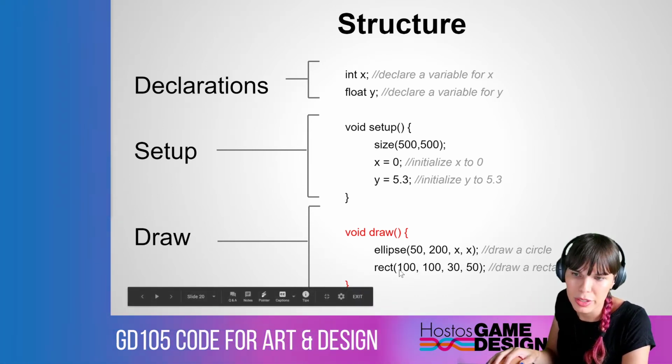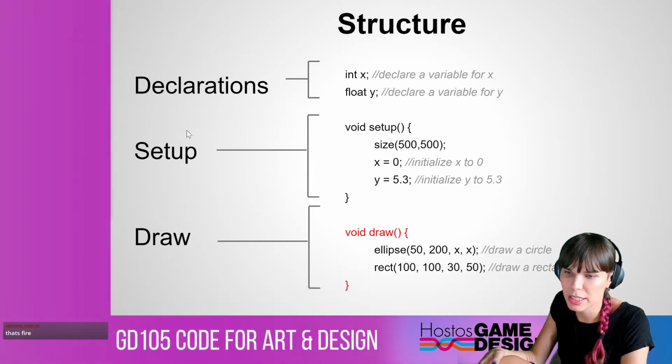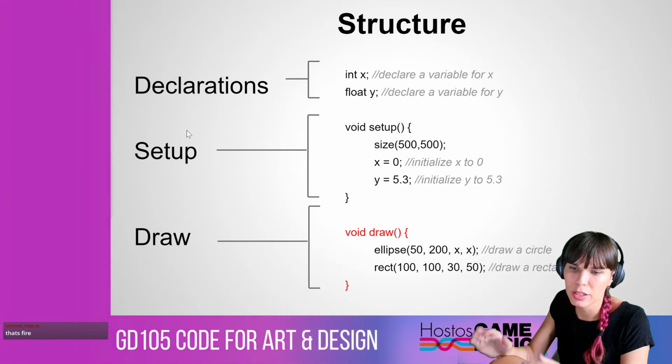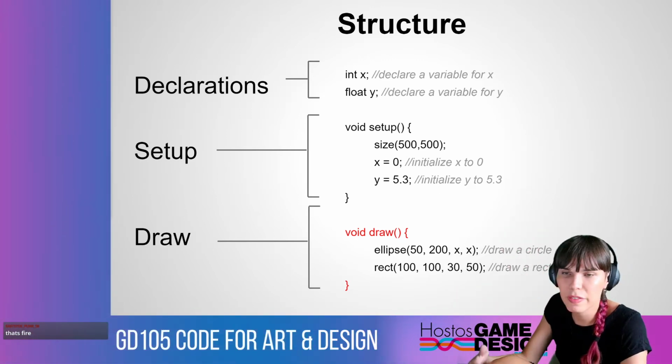Before, you were using something like rect, where you have an x position and a y position of 100, and then a width of 30 and a height of 50. So you could use variables instead.